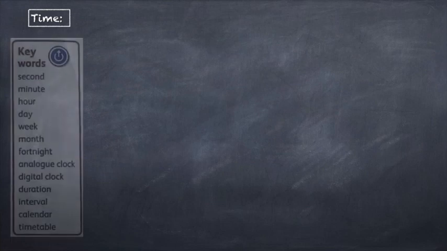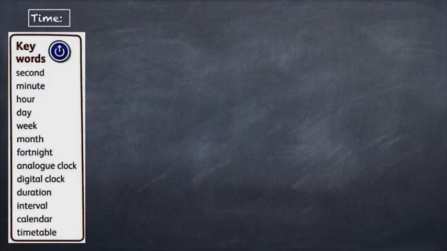We are going to deal with some vocabulary about the time concept. The keywords, as shown here, are: second, minute, hour, day, week, month, fortnight, analog clock, digital clock, duration, intervals, calendar, and timetable. So let's analyze them one by one.